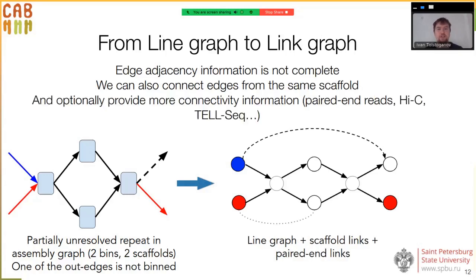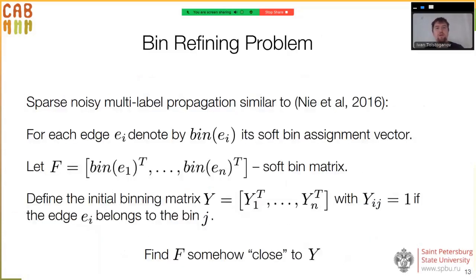And if you have some additional information that indicates that two edges of the assembly graph belong to the same genome, like paired-end reads or Hi-C reads, we can also add it in the form of an additional edge to the line graph. So this link graph is the line graph with additional edges that we get from some optional information. So how do we use this link graph to refine bins?